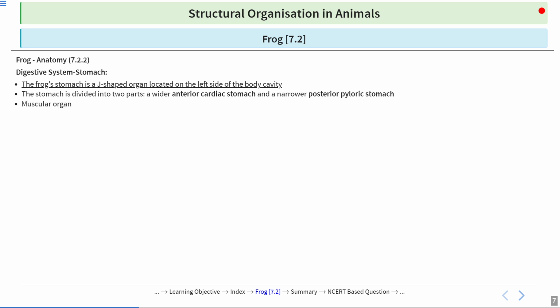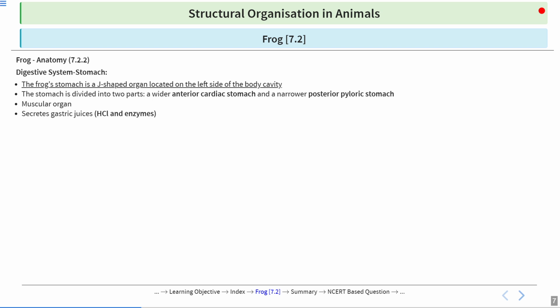It is a muscular organ. The stomach is highly muscular, so it can dilate. When it gets filled with a lot of food material, it gets dilated, and that is because of its muscular nature, because it is a highly muscularized organ.